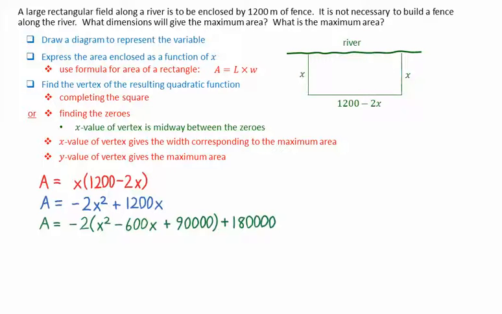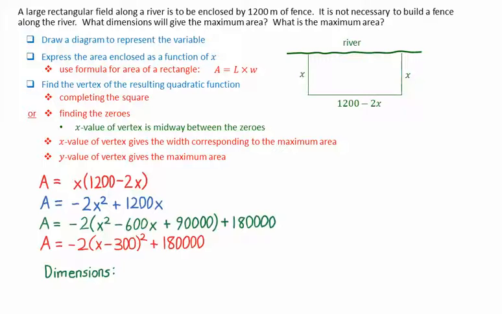We can then express it in vertex form by changing what's inside the brackets to a perfect square. This will correspond then to A equals negative 2 times x minus 300 all squared. Note the minus 300 comes from the negative 600 divided by 2. And then plus 180,000.